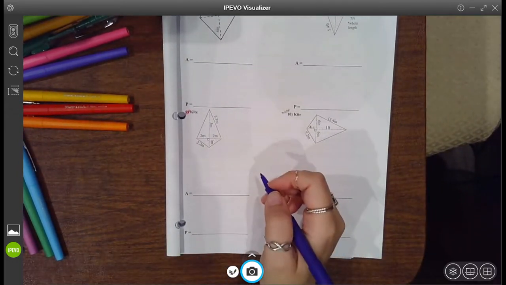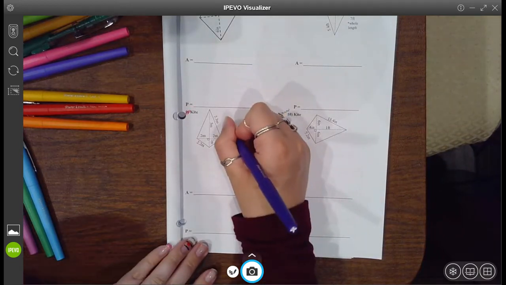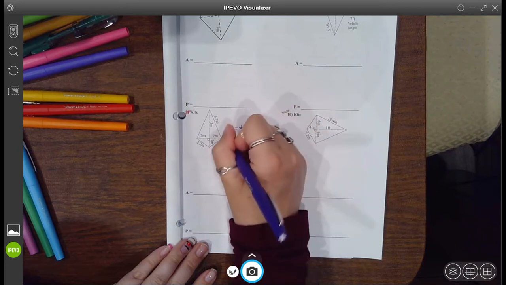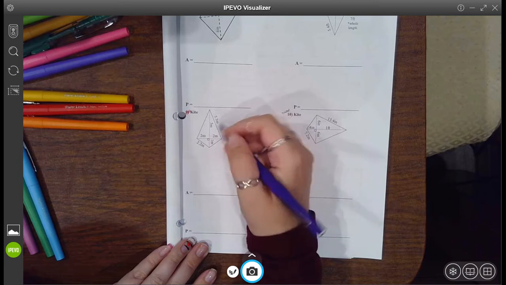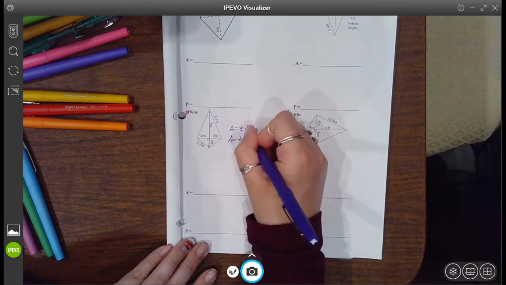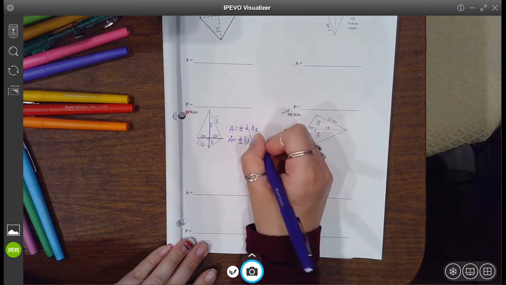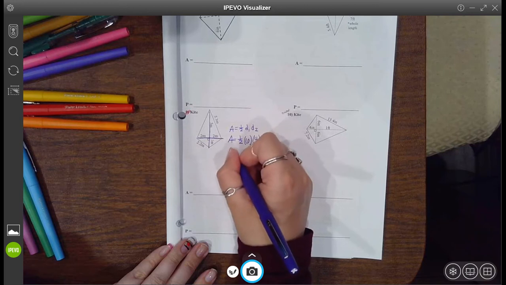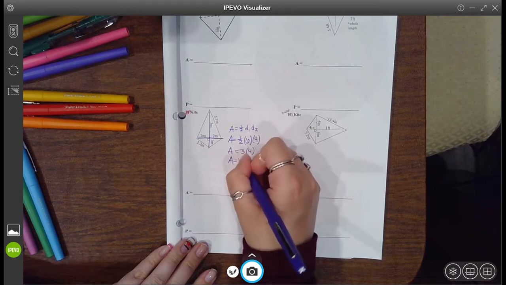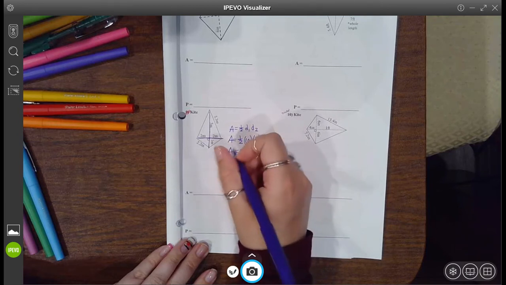Okay, so for this one, again, a kite is always 1/2 diagonal 1 times diagonal 2 for the area. So one diagonal is this 5 and 1, which is 6. And your other diagonal is this 2 and 2, which is 4. Well, half of 6 is 3, and 3 times 4 is 12. It was in terms of meters, so meters squared.